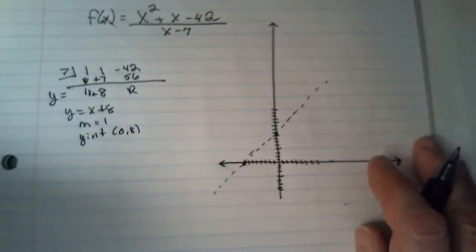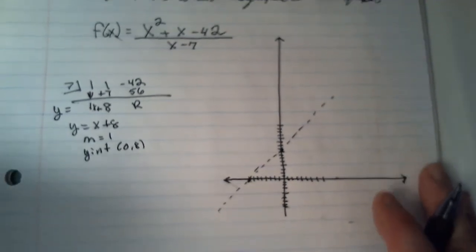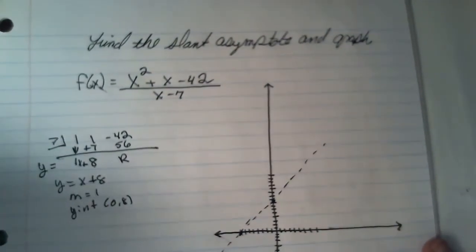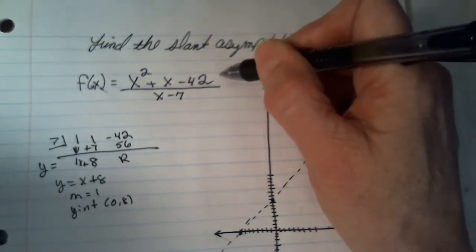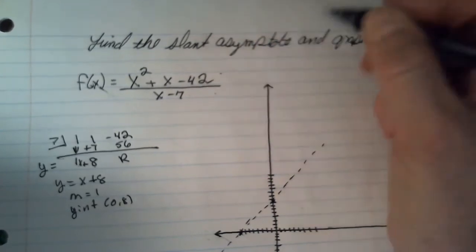Okay, now that I've got my slant asymptote, I want to completely find the information I need in order to graph this function. The first thing I'm going to do is factor the numerator and the denominator.